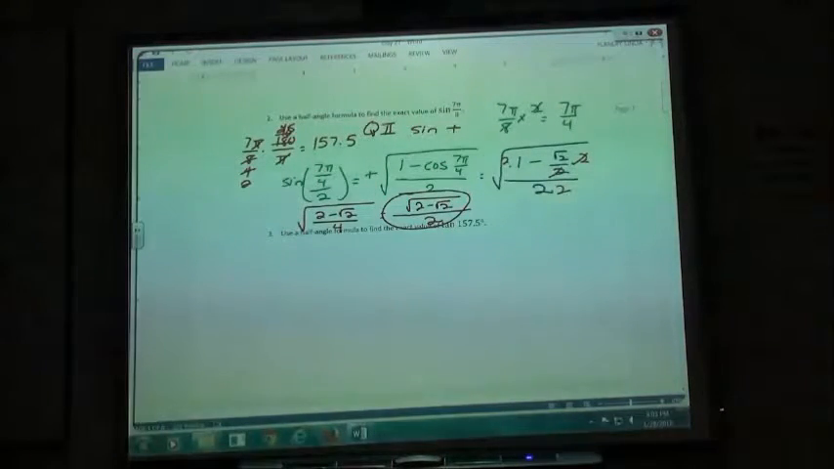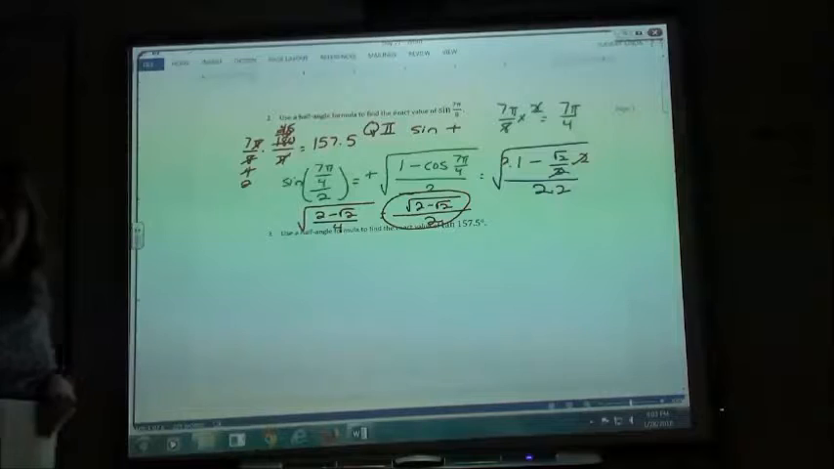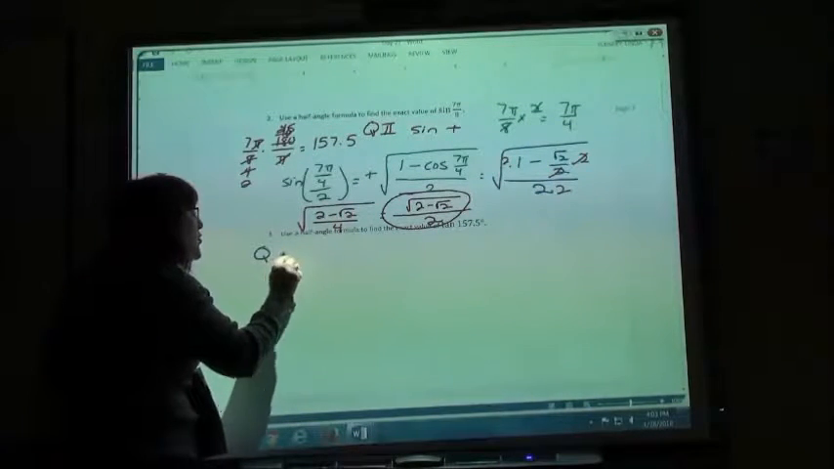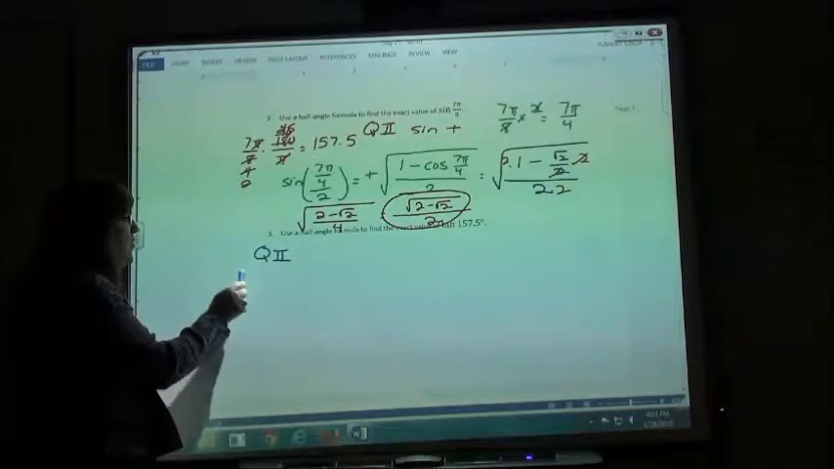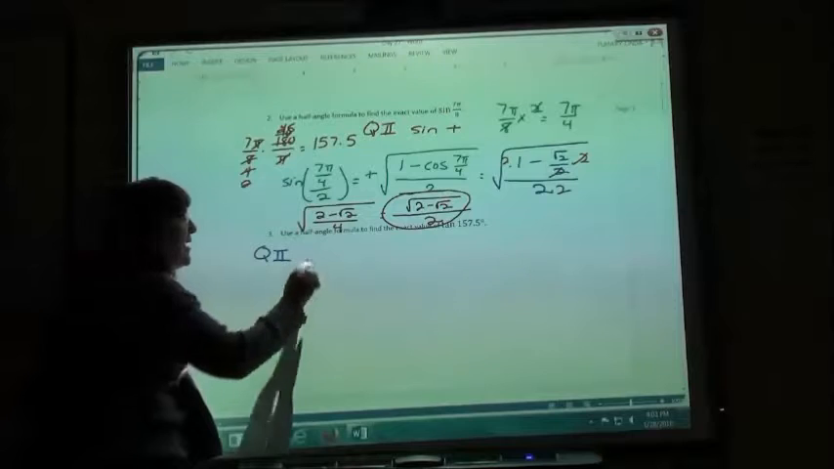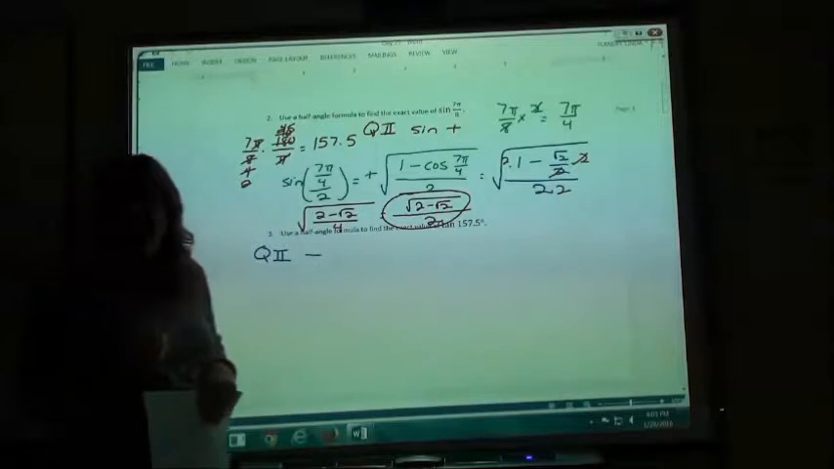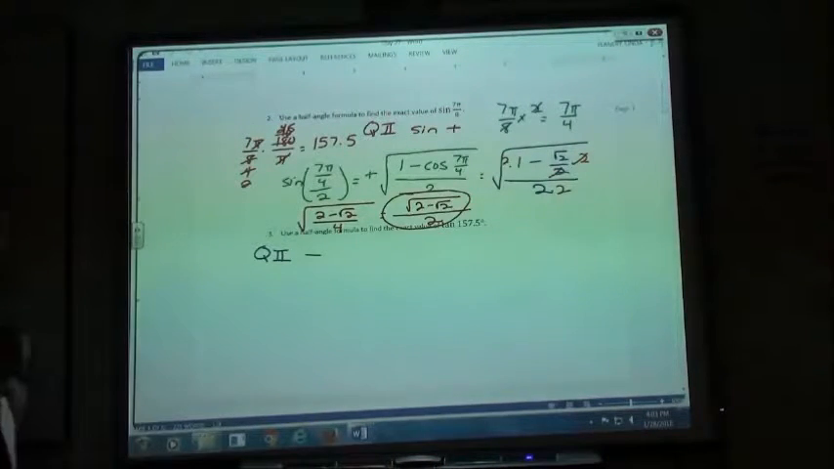The next one says use the half angle formula to find the exact value of the tangent of 157.5. Hey, that was the angle we did before, but this time we're going to do the tangent. So we know we're in quadrant 2. In quadrant 2, we would do the tangent opposite over adjacent, so a positive over a negative, going to give me a negative. Actually, on the tangent, we really don't need to figure that out because we have those 3 different formulas, but it's a good way to double check your answer. You know your answer should end up being negative.